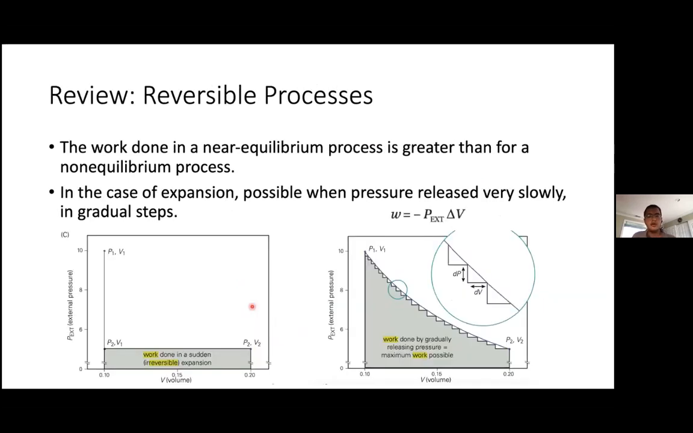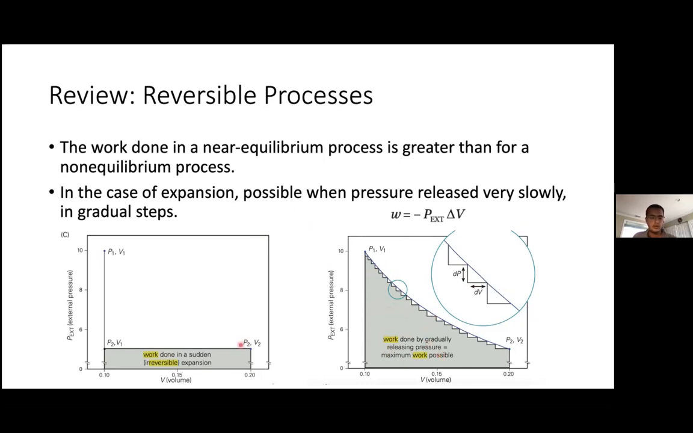And then another slide just to recall a process that you guys heard about is reversible processes. In these processes, the work done is near equilibrium, so the amount of work you get is greater. The picture to the right is a reversible process because it happens in very gradual steps. There's a small change in volume, a small change in pressure. So the volume increases slowly, and then there's another small drop in pressure. So in this case, you get the maximum amount of work.